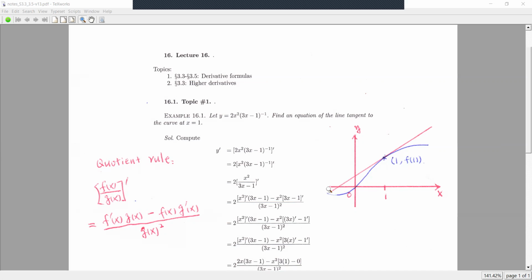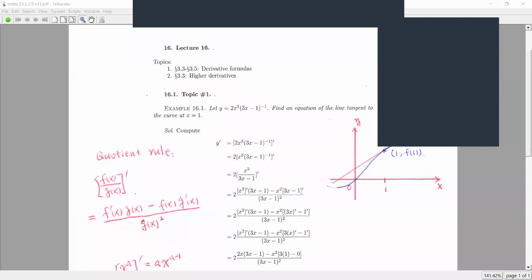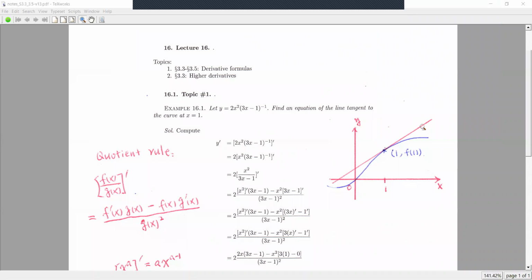At this point, there is a tangent line. We need to write down the equation of this tangent line. By the point slope formula, to write down the equation, we need to determine the slope of this tangent line. To find the slope of the tangent line, we compute the derivative of the function, because the derivative is the slope of a tangent line.